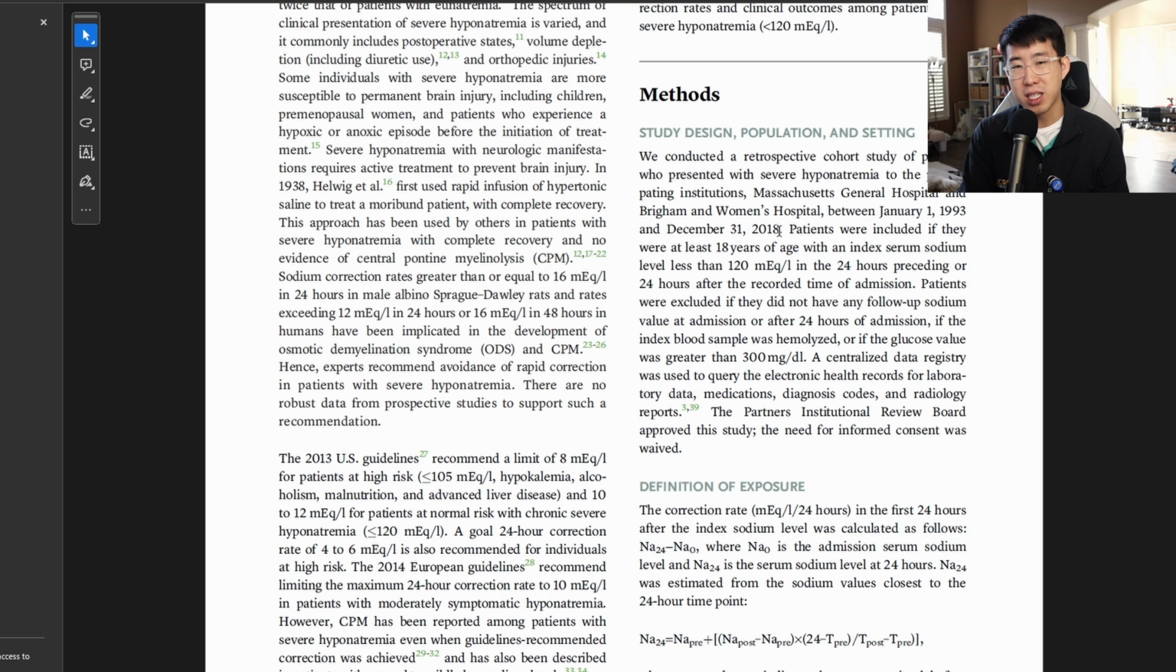They may have missed certain aspects of the patient's care, and it may have been more difficult to track certain cases of osmotic demyelination syndrome or things like that. So sometimes actually having more data is not always better.